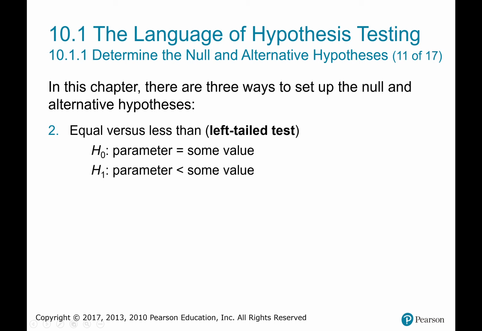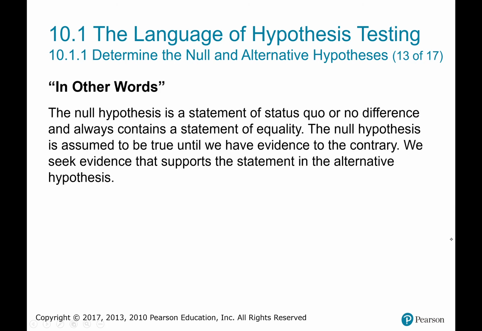And then it's less than. This is when they say like the standard deviation was less than whatever it was earlier. We talked about that. And then obviously your right-tailed test, this is when it's greater than. And we're going to be using a calculator to do this, so you'll just have to match the signs. So in other words, the null hypothesis is a statement of the status quo or no difference and always contains a statement of equality. The null hypothesis is assumed to be true until we have evidence to the contrary. We seek evidence that supports the statement in the alternative hypothesis.